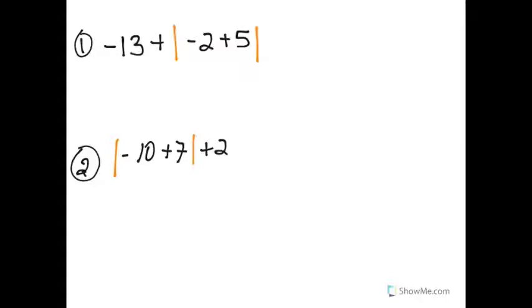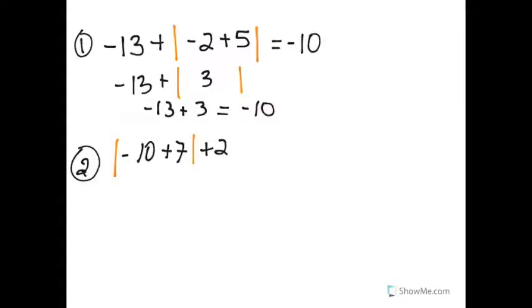In the first one, we have negative 13 plus the absolute value of negative 2 plus 5. Remember, you need to do what's inside the absolute value brackets first. So we will do negative 2 plus 5. Since the signs are opposite, we'll subtract, so it becomes 5 minus 2, which is 3. And we take the sign of the higher number, which is 3. So the absolute value of 3 is 3. Once again, we can add negative 13 plus 3, and our answer is negative 10. So the solution to this equation is negative 10.